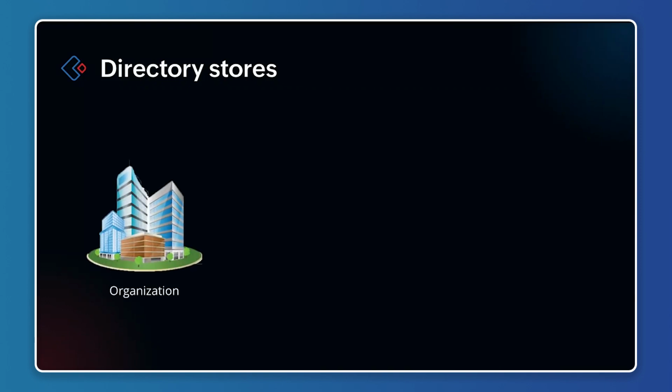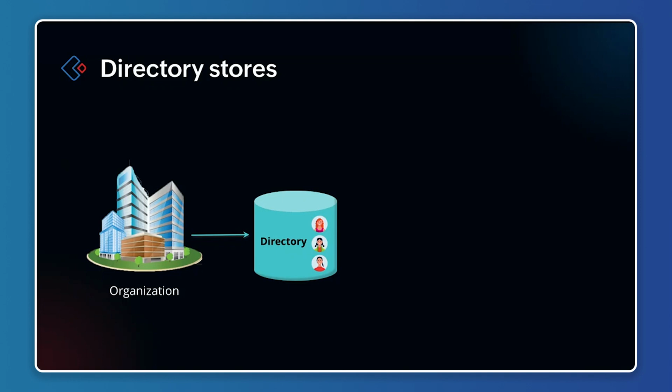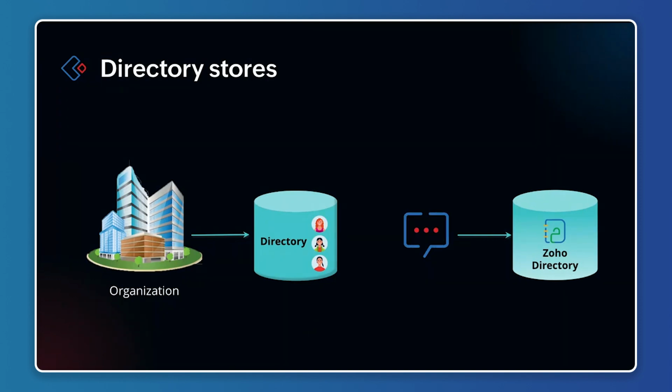In order to understand the directory stores options better, I've illustrated a use case. Let's consider you're running an organization, and all your user data is stored in a directory, right? Throughout this session, this directory will be referred to as an existing directory or an external directory. We'll also consider you have started using multiple Zoho applications. So these users who are using Zoho applications need to be stored in Zoho Directory. The user details will be stored in Zoho Directory.